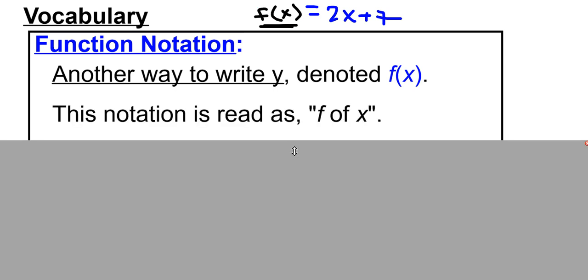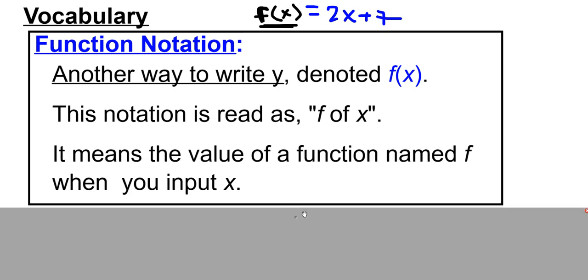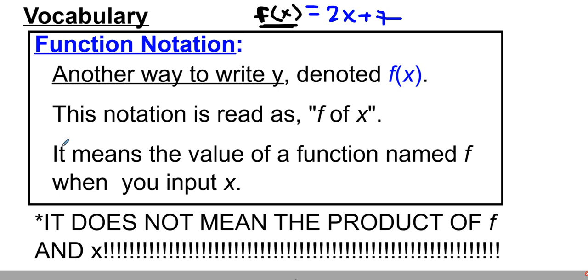So this notation, as I already said, is read as f of x. You're actually calling this function f in terms of x. It means the value of a function named f when you input x. I hope this will drive home the point: it does not mean the product of f and x. This is not f times x. This f of x is one whole symbol. You cannot separate this. F does not get separated from x. This is f of x, one whole symbol. You cannot break it apart.